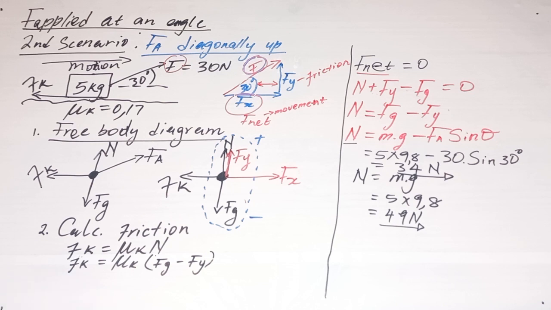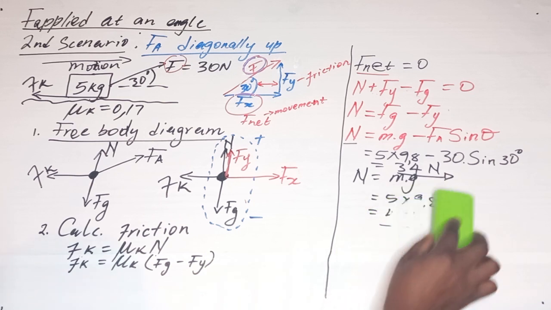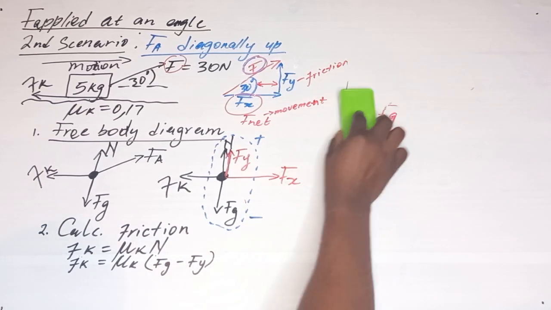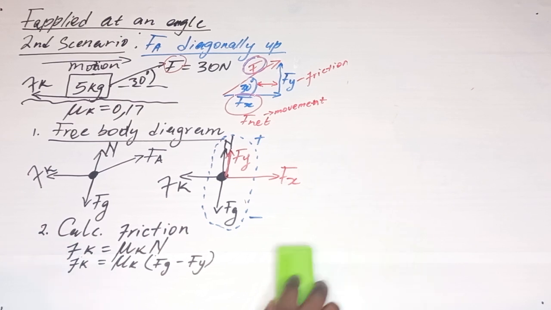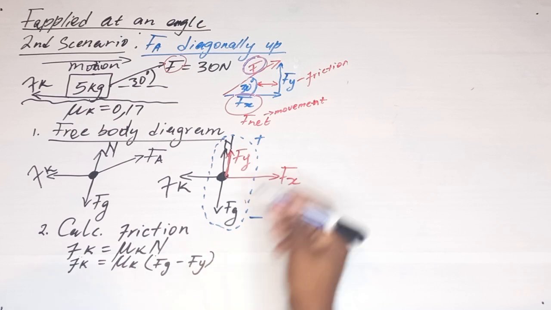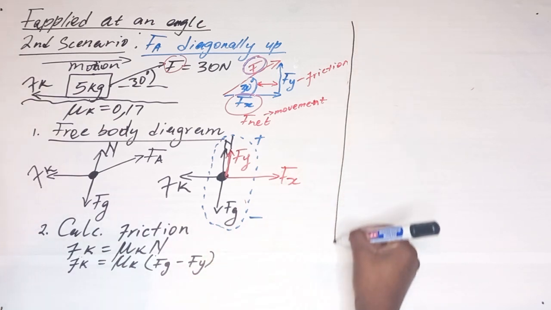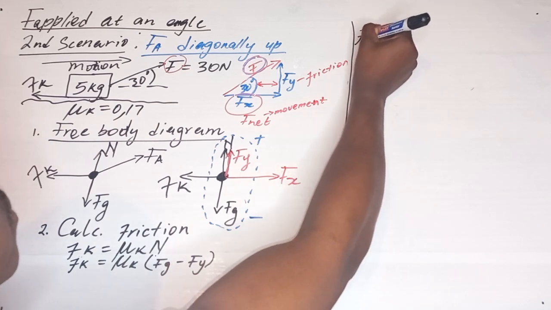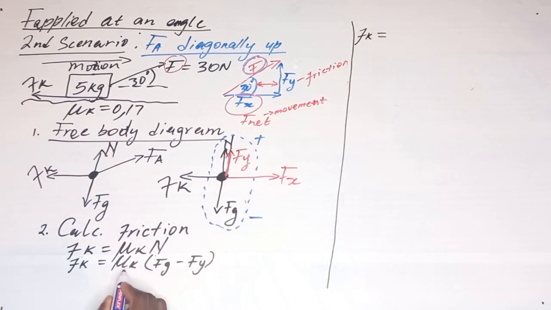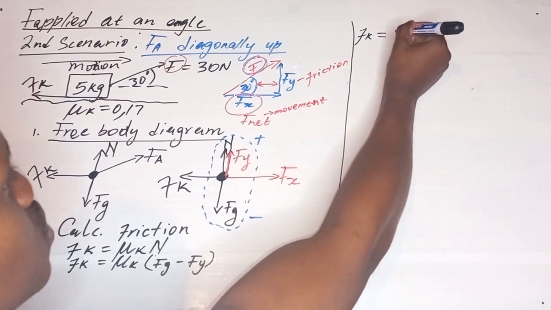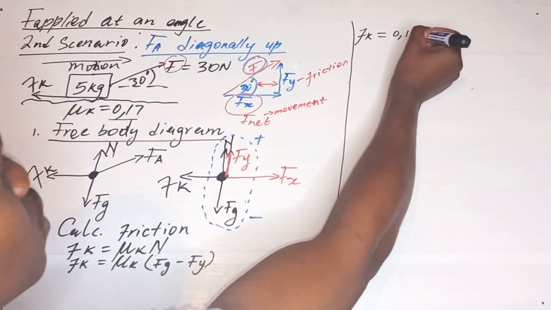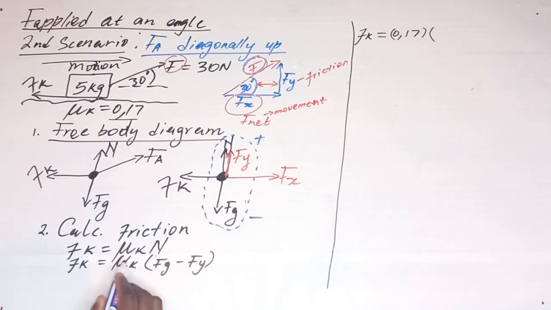So now let us continue. I will continue on this side. As I continue on this side, we are now going to say this is Fk is equal to the coefficient, which is 0.17. It is here, it's given to us. Then let's put it under brackets.